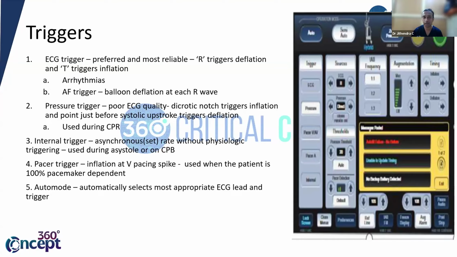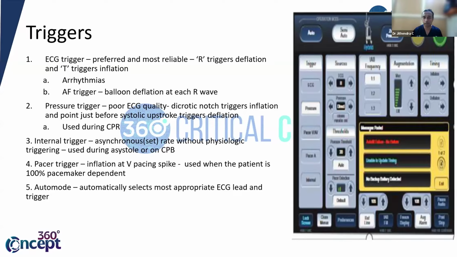Then you can put it to a baseline default mode called internal trigger. Here, asynchronous rate without physiologic triggering, without any trigger, it will continue to give a trigger. Say when your patient has an asystole. So there's asystole, what to do? You have an IABP machine. You are still preparing to start CPR. So at that time you can put it into internal trigger mode. Usually it will be set at a rate of 80. So 80 beats will be supported. 80 times the balloon will inflate and deflate.